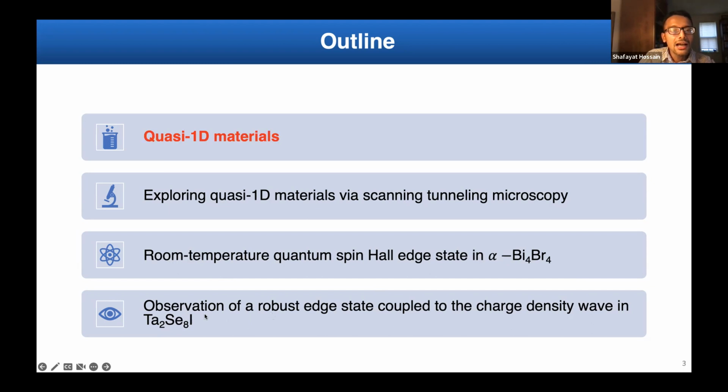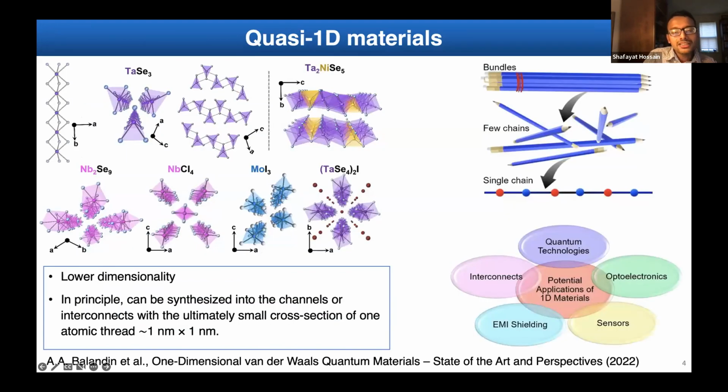So let's start. From an application perspective, these quasi-1D materials are very interesting because, unlike 2D materials where you have covalent bonds within each of the layers, in quasi-1D materials you have very weak bonding from one chain to another. So in principle, one can synthesize even a 1 nanometer by 1 nanometer thread, which will be very useful for scaling down the interconnects or channels of electronic devices. And there are many such materials.